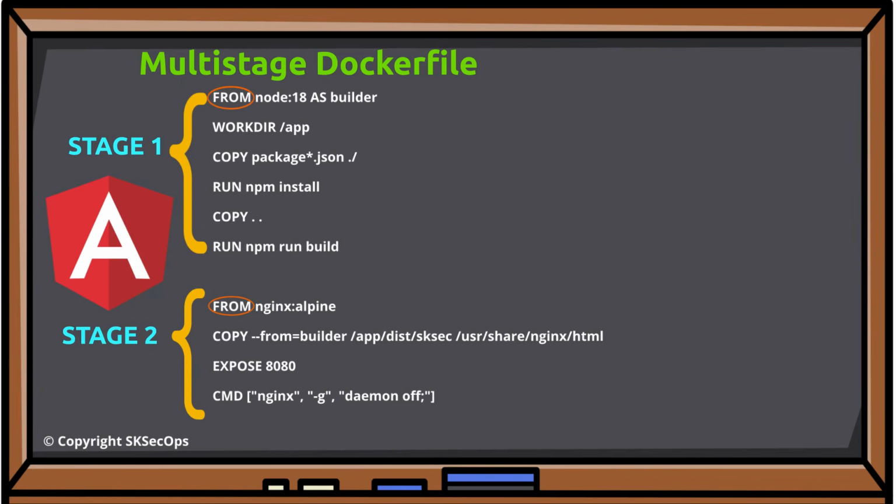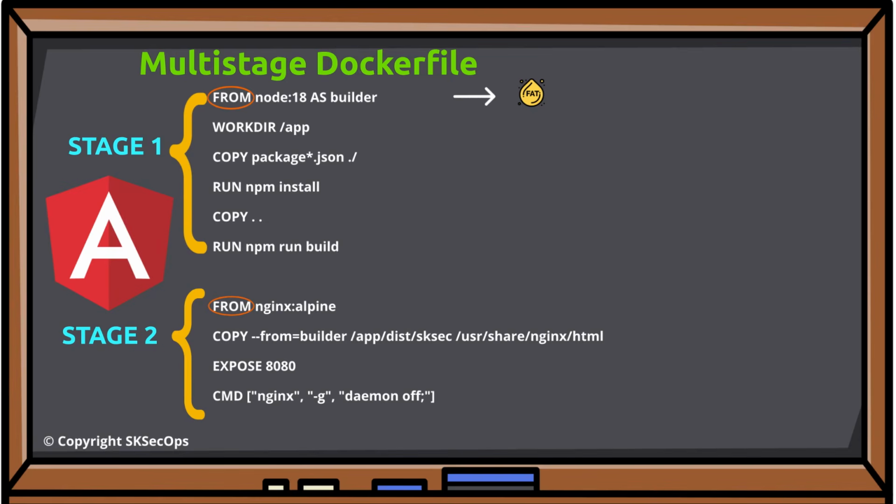In the first stage, the first line starts with FROM node:18 AS builder. What does this mean? We are starting with a base image, node 18, and I named this first stage builder. Why is this node 18 fatter in size? Because it contains the base operating system and extra tools to compile and build.